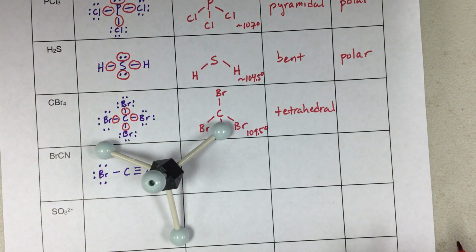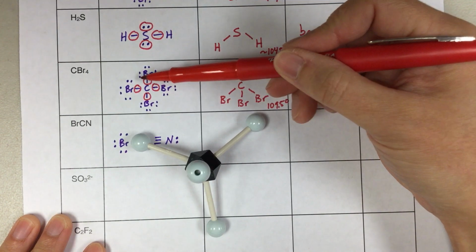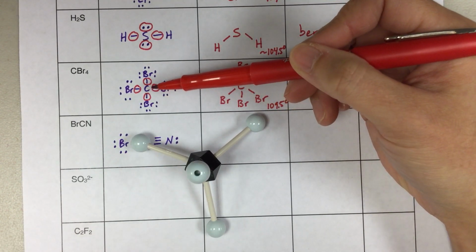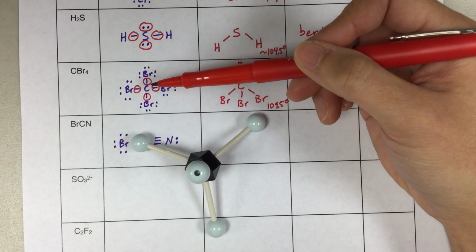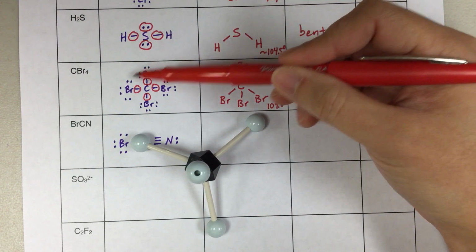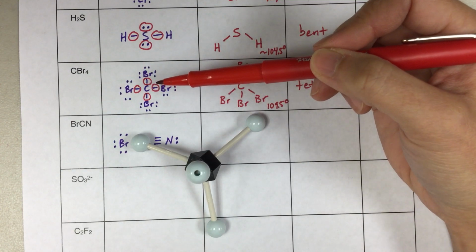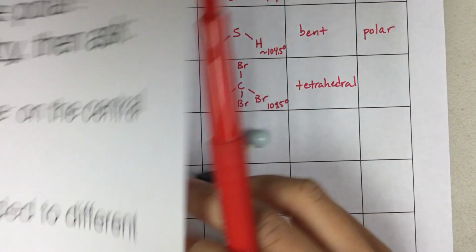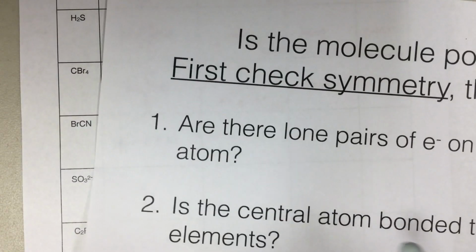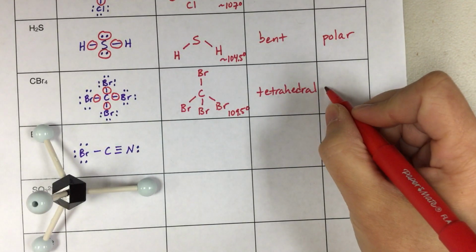Okay, and when it comes to polarity, we have to go back to the Lewis structure and ask, are there lone pairs on the central atom? No, this one does not have lone pairs. So then we need to check the other question. Is the central atom bonded to different elements? No, they're all the same element. They're all bromine. Since we answered no to both of these questions, and it's only polar if we answer yes to one of them, this molecule is nonpolar.